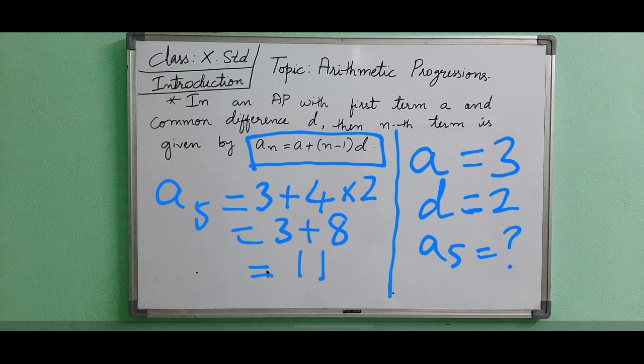In general, if I have the first number as 3 and the difference as d, I can calculate any term. Here I wrote a5, so the first term is 3. If we add 2 to 3, it will be 5. Add 2 more, 7; 2 more, 9; 2 more, 11. So in this sequence, the first number is 3, second 5, third 7, fourth 9, and the fifth one you get is 11.